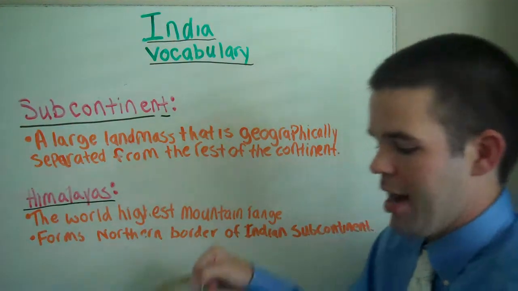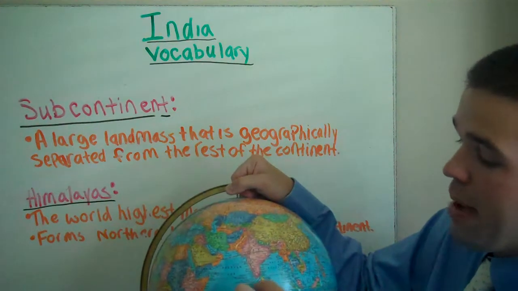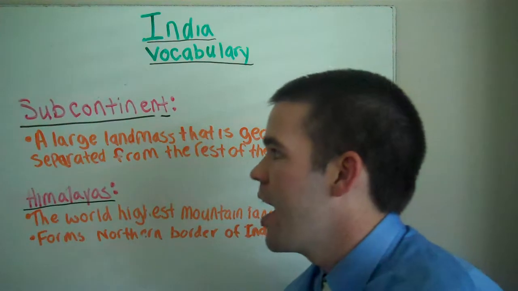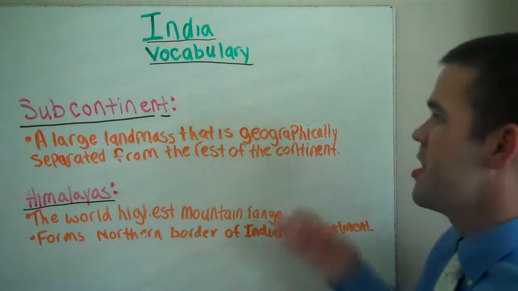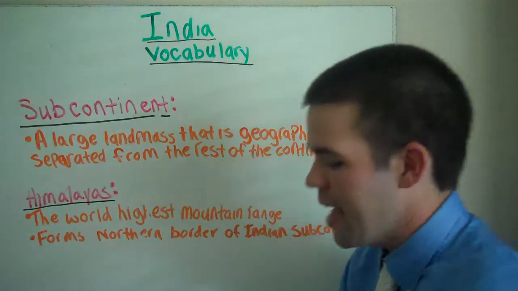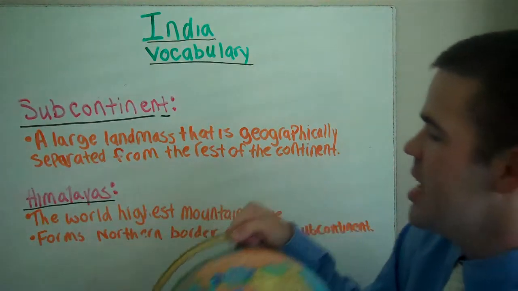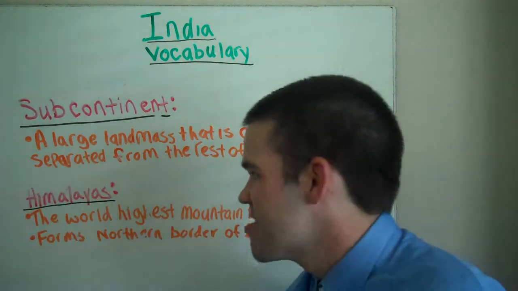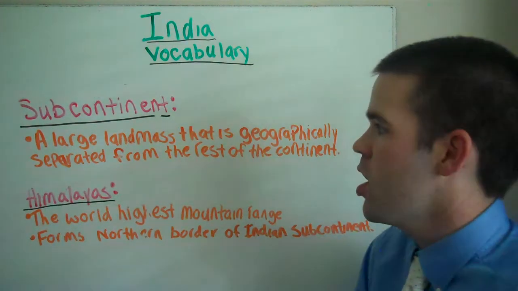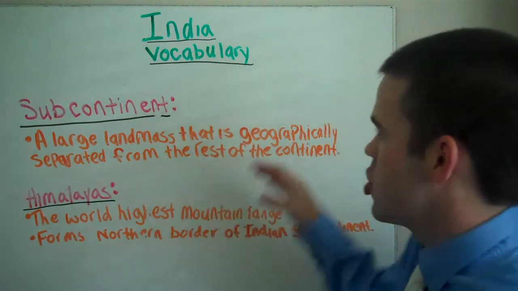India is a subcontinent. If you notice, India kind of jumps down here into the Arabian Sea, the Bay of Bengal, and the Indian Ocean, excuse me. It is a large area that is geographically separated from the rest of the continent. Now, the main mountain range in India, on the northern border of India, is the Himalayas. It is the world's highest mountain range. It forms the northern border of the Indian subcontinent. We'll talk more about these two in the geography lesson for this unit.